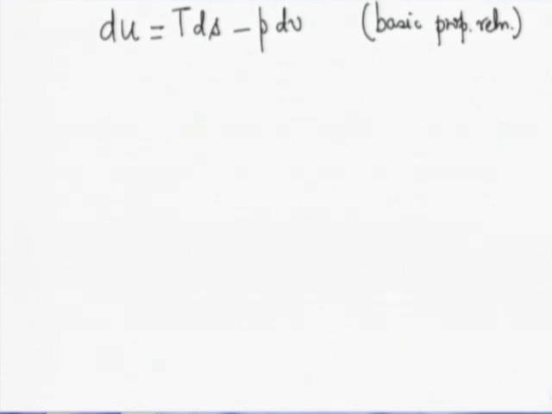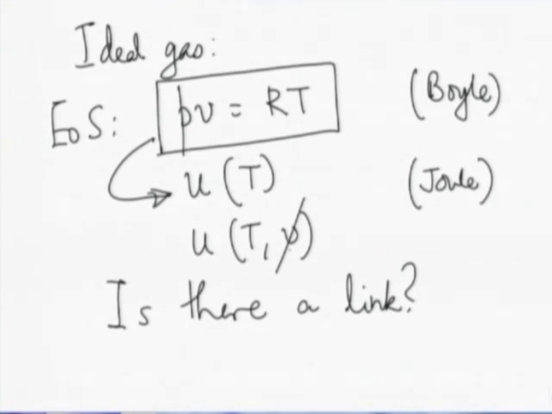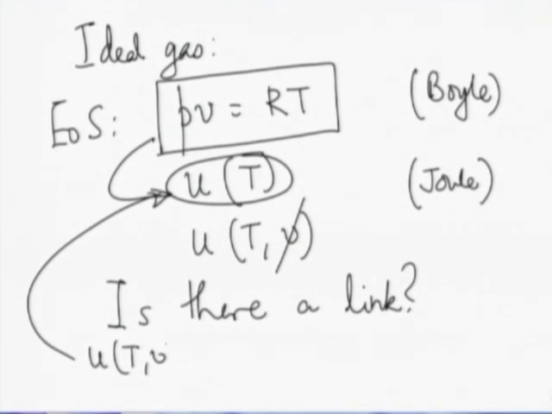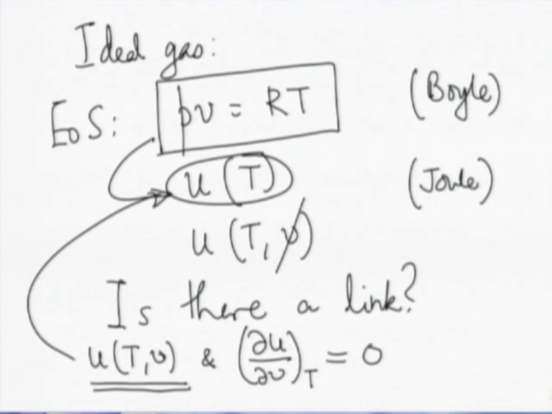Now let us consider U as a function of T and V and see what happens. To demonstrate this, we will consider U as a function of T and V, and then we will show that the partial of U with respect to V at constant T is 0 throughout the state space. Because if we show that, when temperature is held constant, U does not vary with volume, the derivative with respect to volume when temperature is constant is 0, that means U does not depend on volume, it depends only on T, then our proof is over.